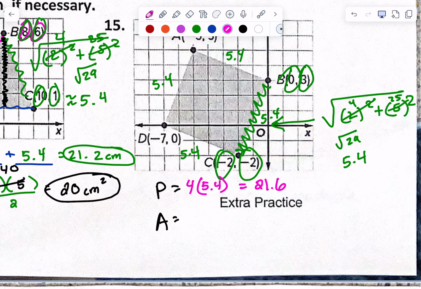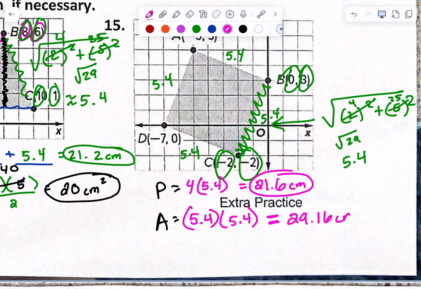Yeah, 21.6, and that's centimeters. Okay, now how to find the area? Base times height, 5.4 times 5.4. Or you could do 5.4 squared in your calculator if you want. 29.16. 29.16 centimeters squared. Woo!